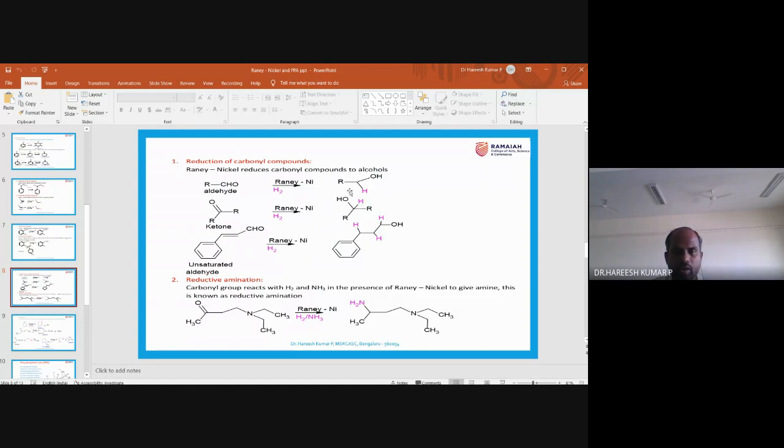This is a primary alcohol. And here it is interesting: you can observe an alpha beta unsaturated aldehyde. That means this double bond is also reduced when it is treated with hydrogen in the presence of Raney nickel, and the aldehyde group is also reduced to a primary alcohol. This is again the role of Raney nickel in the preparation of alcohols starting with carbonyl compounds.